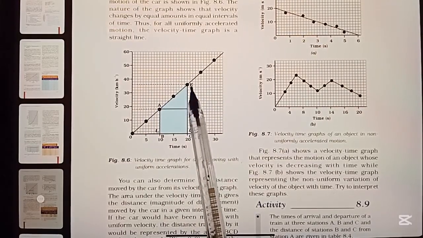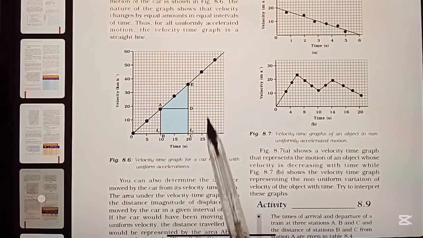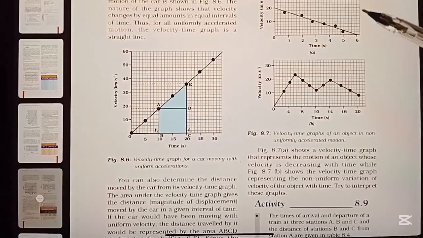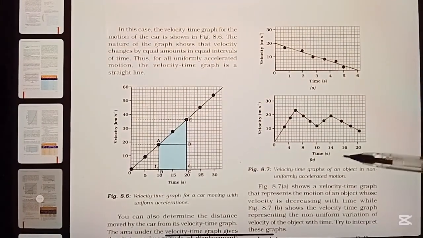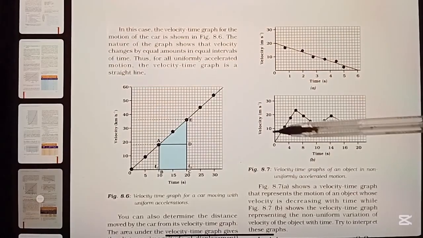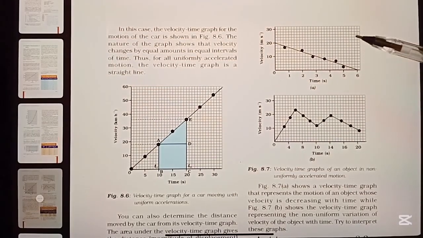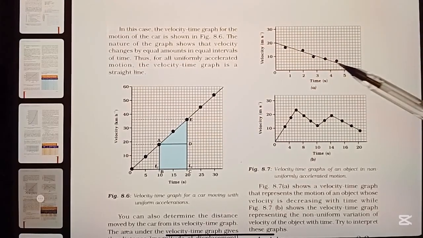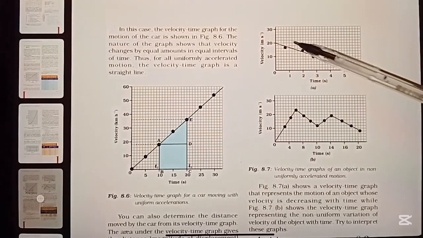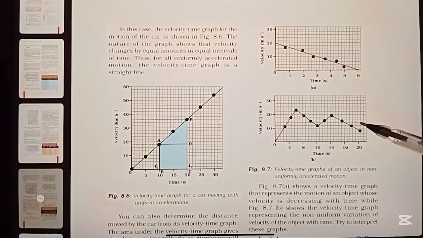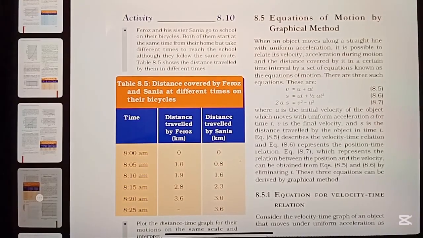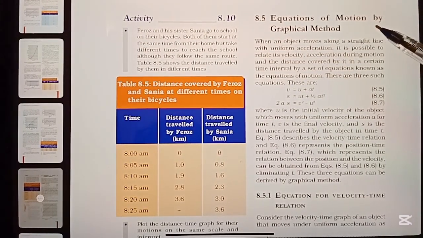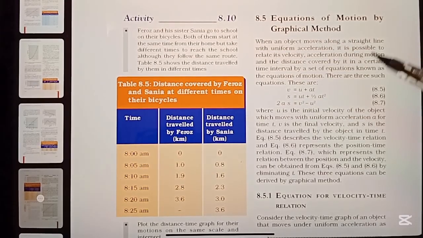Over here as well, you need to find the area to find the distance. The area of the square plus the area of this triangle will give you the total area of this figure. So this is how you get distance from velocity time graphs. Now these are the velocity time graphs of an object in non-uniformly accelerated motion. If this is non-uniform acceleration, the slope will be downwards. When it is velocity and time, it will be downwards or in a zigzag pattern.